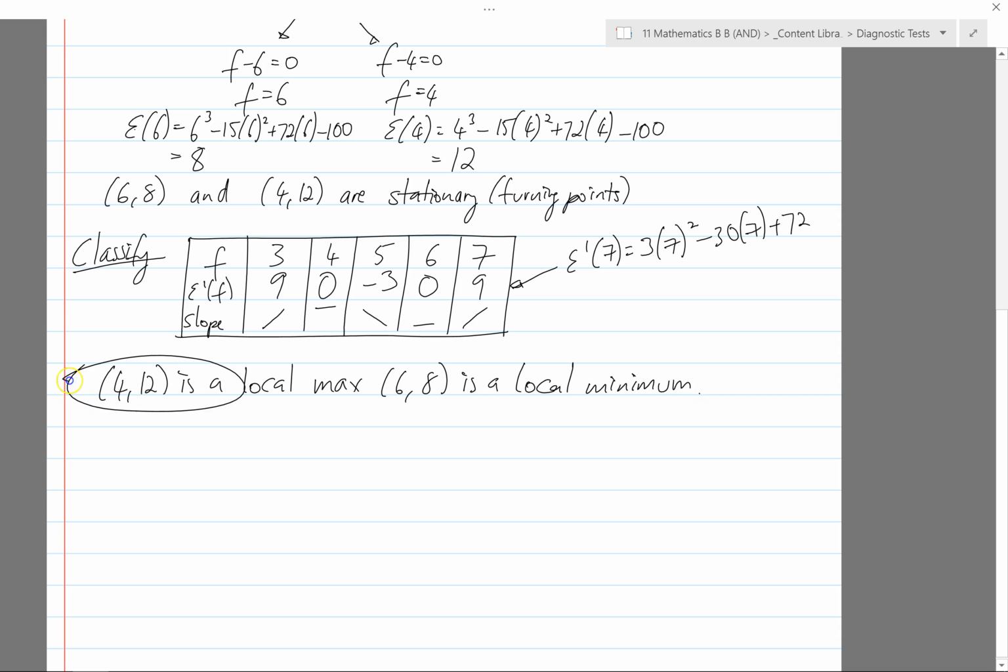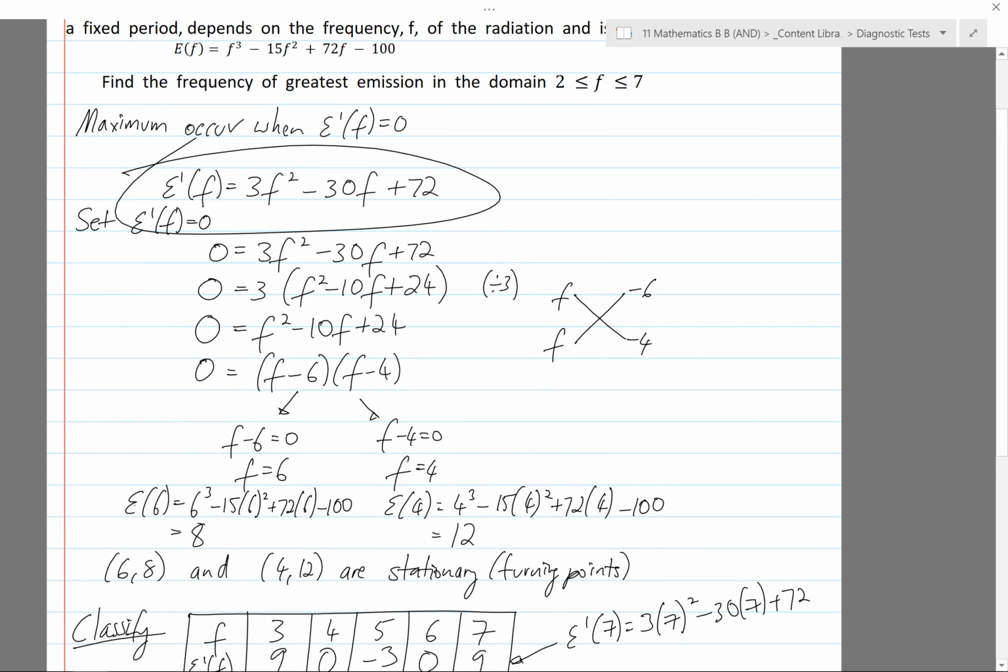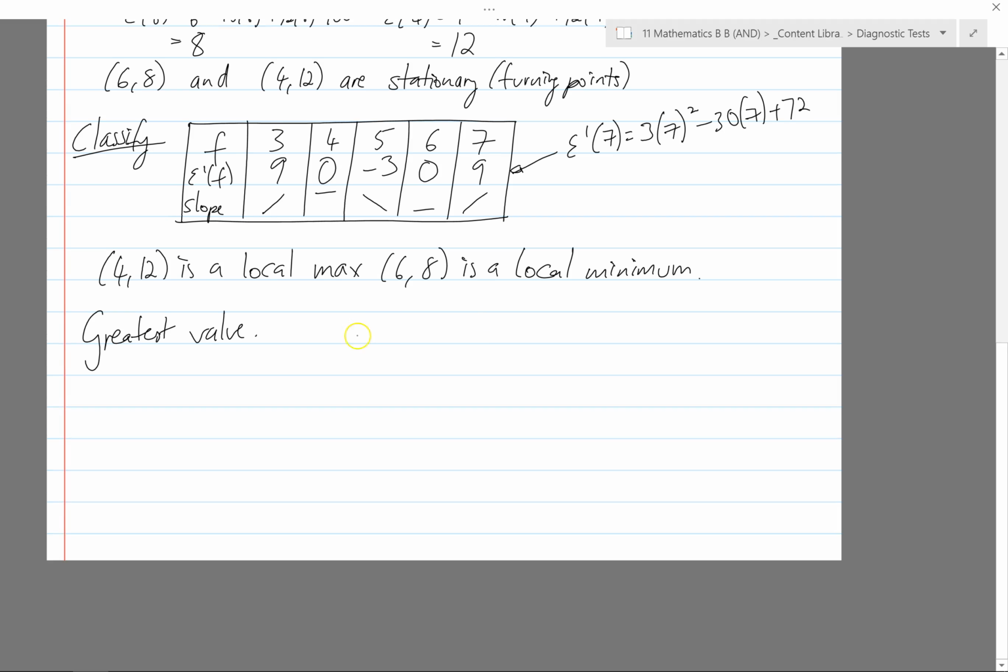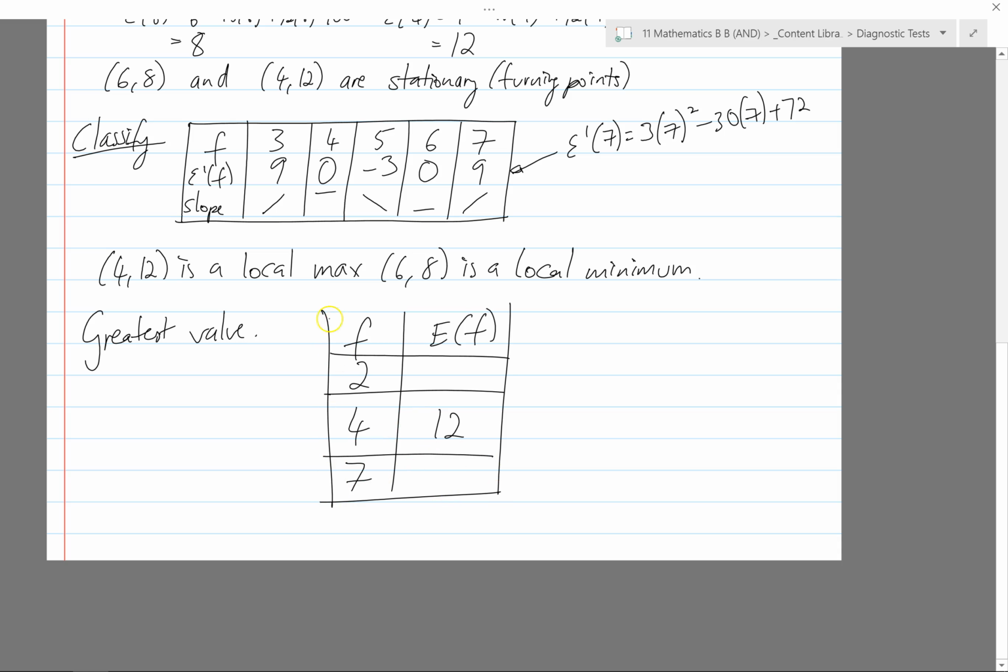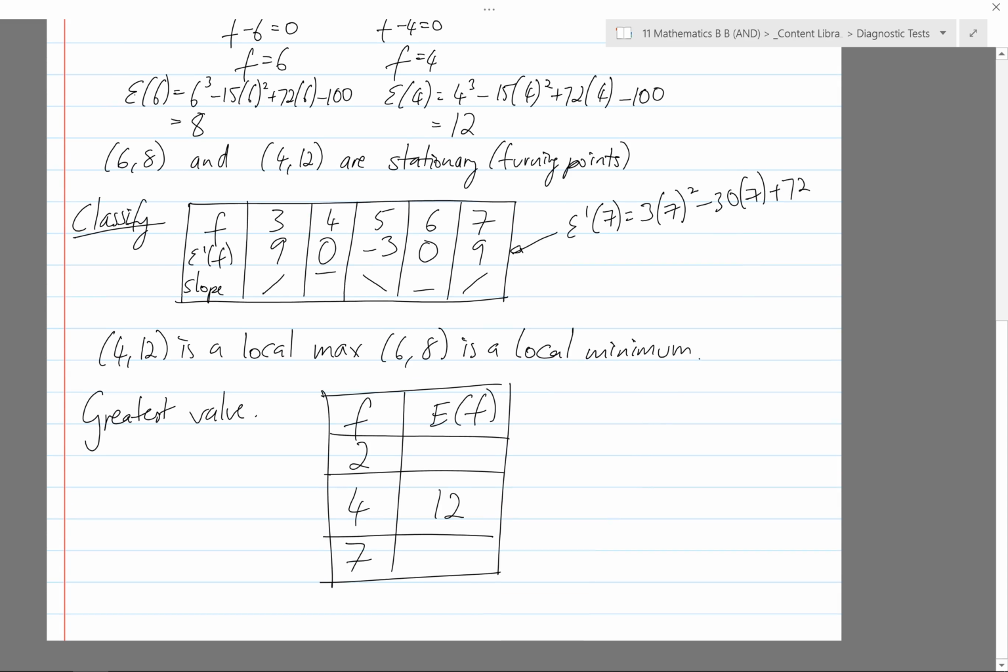Okay, this won't necessarily be my answer. To find the greatest value, I also need to look at the domain endpoints. So between 2 and 7, I'll make a little table to find what the emission is at 2 and at 7, and at what I think the maximum is at 4. Okay, so I'll substitute these values into that original function and see what 2 and 7 give me.